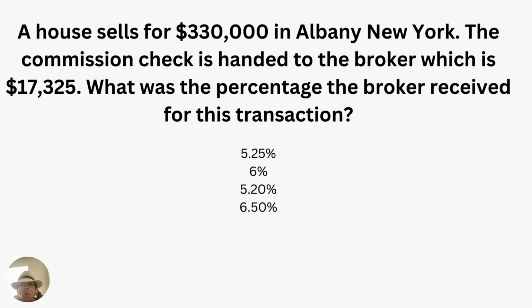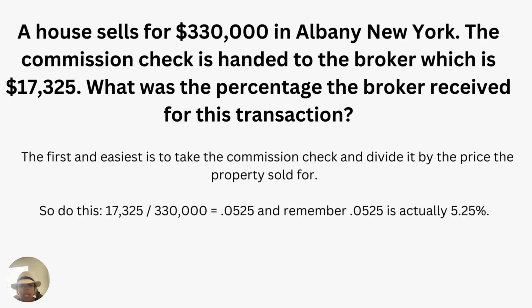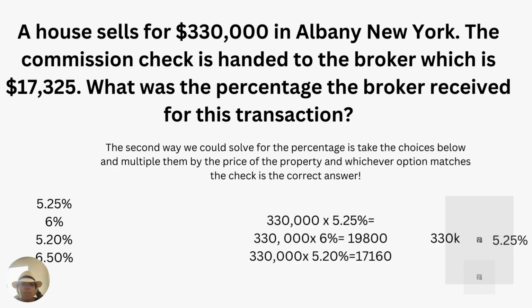So, in order to figure this out, we can do one of two things. The first and the easiest one is to take the commission check and divide it by the price the property sold for. Okay? So, you can do it that way. Good, I'm starting to see some answers. So you're going to say $17,325 divided by 330,000 equals 0.0525. And remember, 0.0525 is actually 5.25%, right? So that is how you're going to do that.